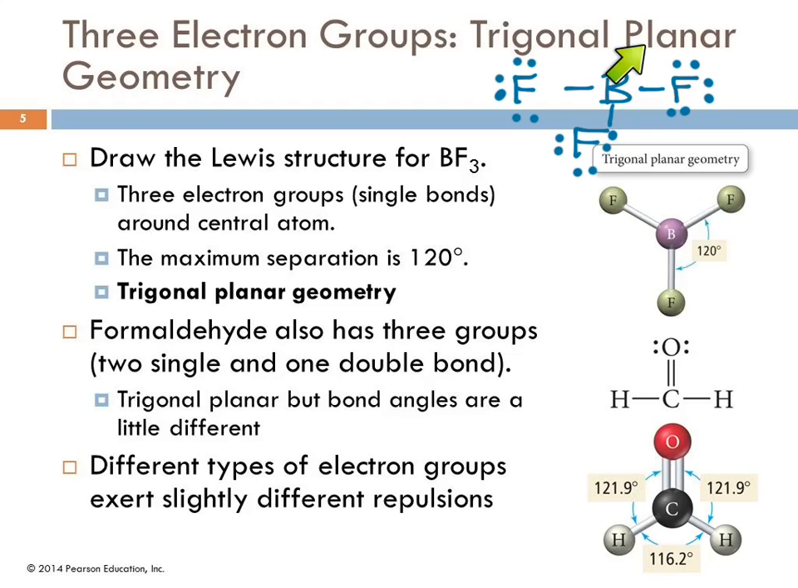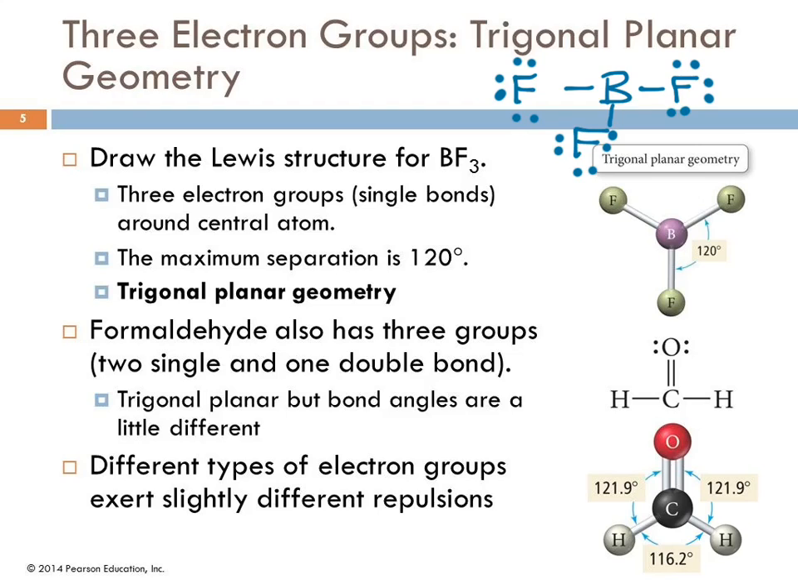So this guy's going to move over, and this guy's going to move over, and if they form a triangle, they can get a separation of 120 degrees. They're going to maximize the separation. So 3 single bonds will give us this shape. And this forms a triangle. And it's planar, it's flat, it's 2-dimensional. So we call this trigonal planar geometry.